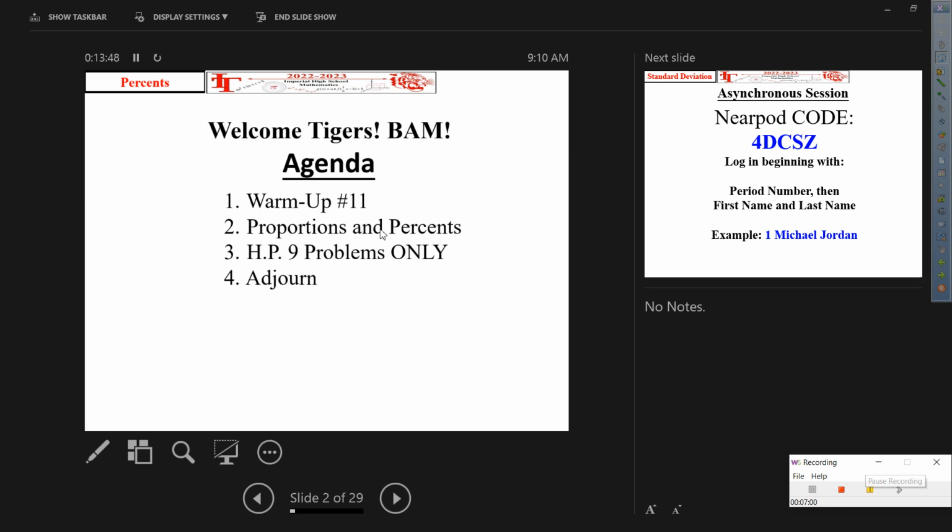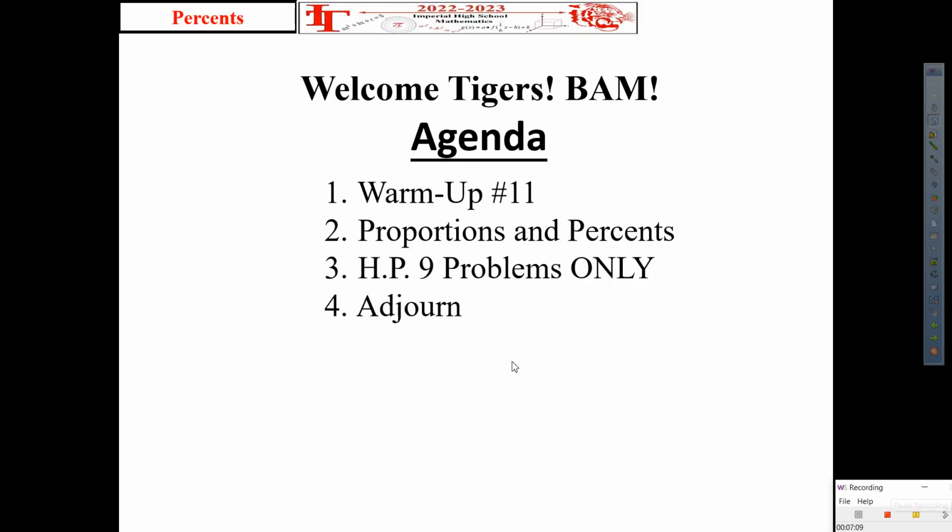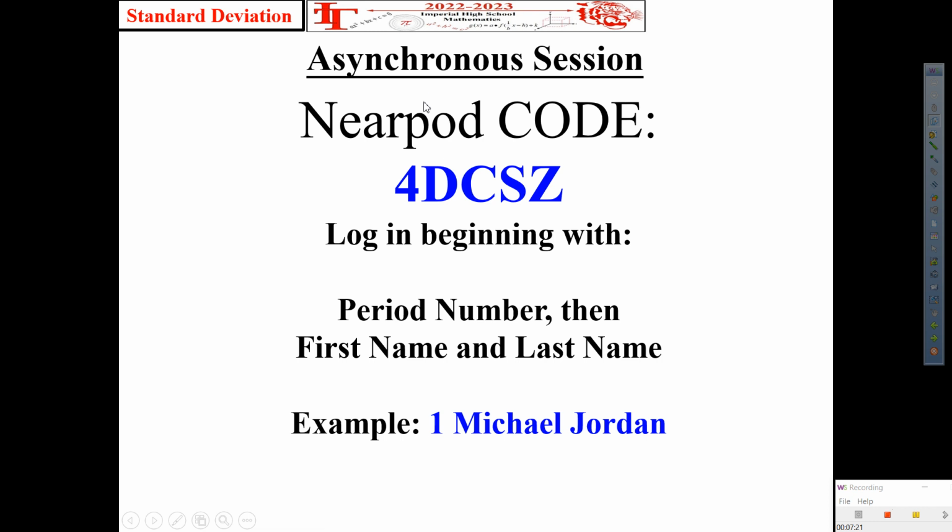Warm-up number 11, proportions and percents. Home play only 9 problems tonight, and then copy the Nearpod code for tonight. No prayer model today. All right, once again, the agenda for today is warm-up number 11, proportions and percents. Home play, 9 problems only. You should have copied the Nearpod code for you to get that home play tonight. And today's session is going to go pretty quick.